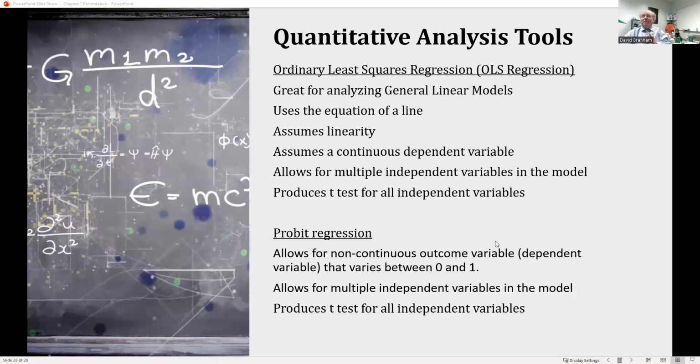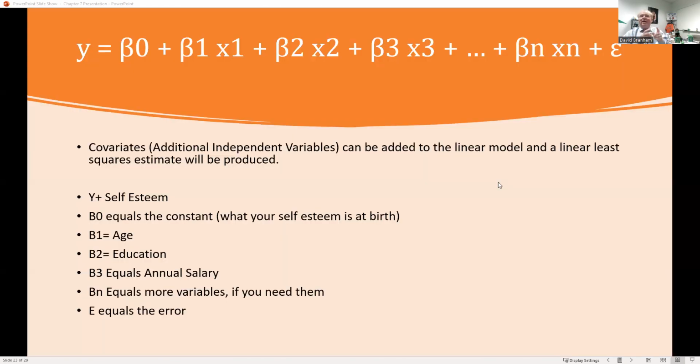Quantitative analysis tools in addition to the t-test. Ordinary least squares regression is a tool that we would use for doing those GLM linear models, those generalized linear models. Remember when I had that long equation there? Ordinary least squares regression allows you to put in all these variables, put in your dependent variable, and see if those variables are significant. It gives you a t-score for every single variable, and it gives you a prediction on how strong that variable is.